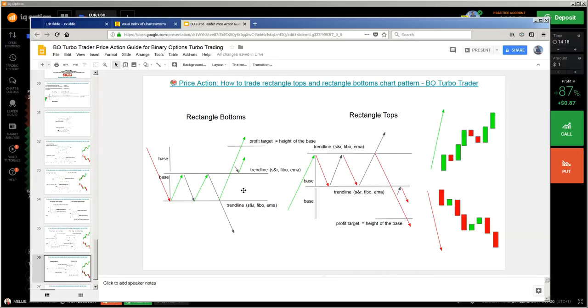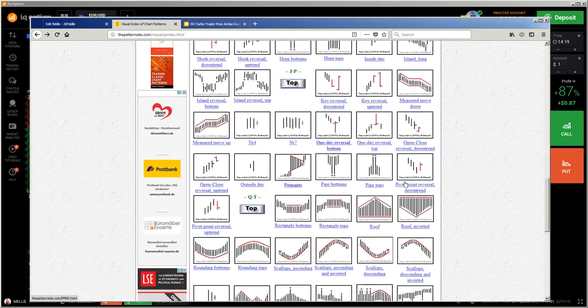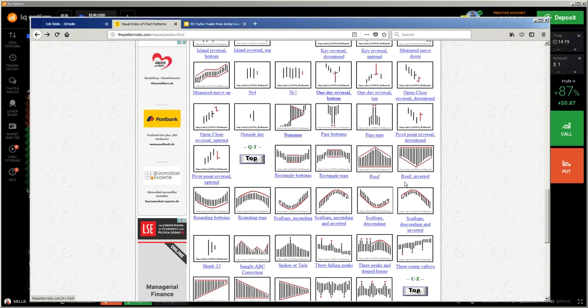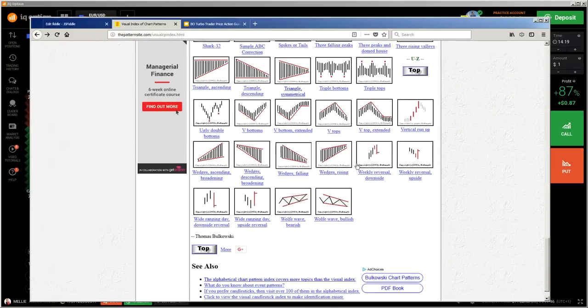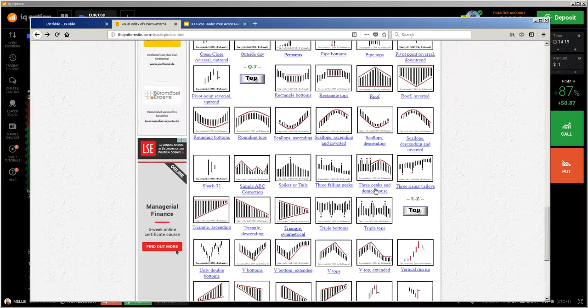So okay, I think this was enough about the rectangle bottoms and the rectangle tops. That was the last one. Don't be afraid, this was the last one, and maybe in the future I will do other explanation videos about other ones. But to be honest, all those which I have seen here on Thomas Bulkowski's site, there are so many. I think he tried to fill his book. And this is everything I can say.